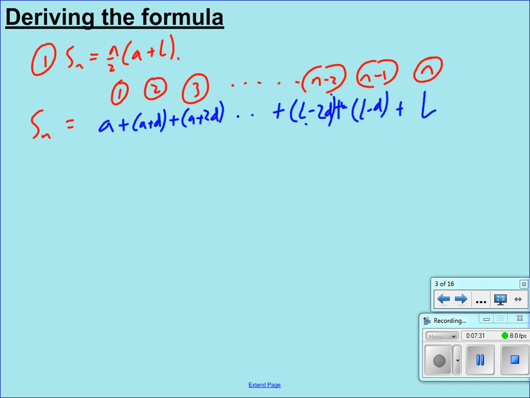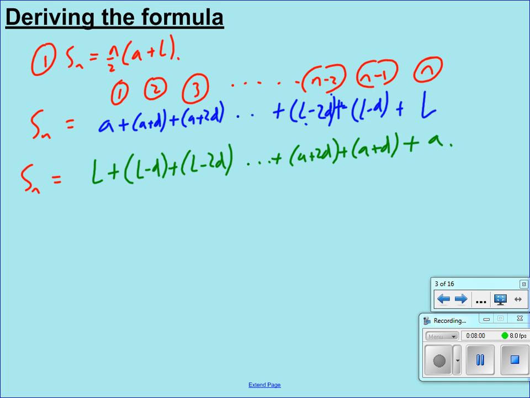This is going to seem a bit abstract, but what I'm going to do to prove this is write Sn again. There's lots of ways of proving it, but this is the neatest way. All I'm going to do is flip this over and write it in reverse. So now I'll have L plus L minus D plus L minus 2D dot dot dot plus A plus 2D plus A plus D plus A. I haven't done anything to it, all I've done is flip it round.